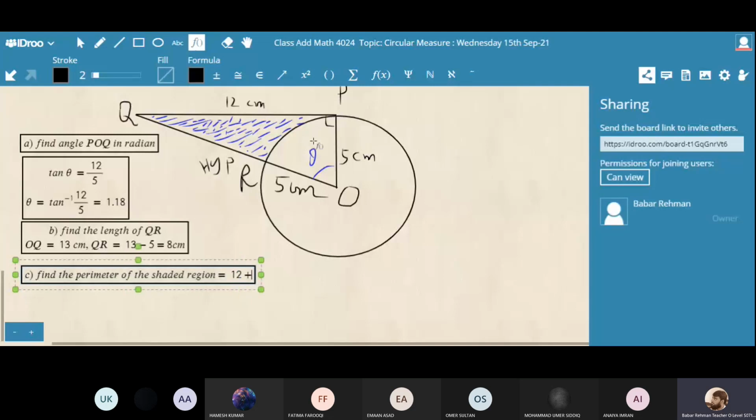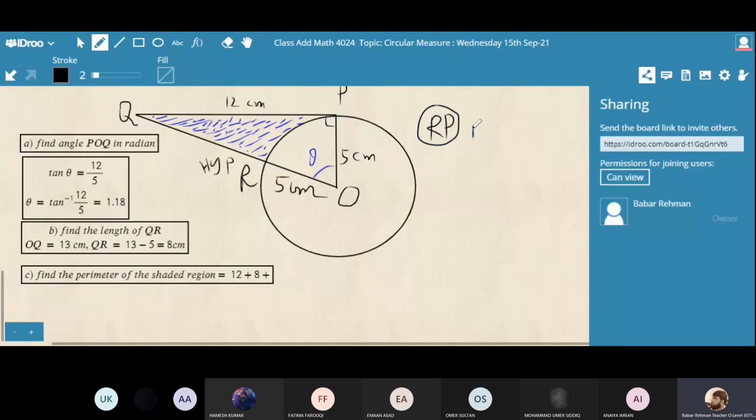Okay, now you people have found QR. What is QR? Only QR length is touching with the area of shaded region. So what is QR? Eight. You have just found 8 plus. What is this? What is the thing left? Can anybody tell me? What is being touching this RP? What is RP? Arc length. Very good. RP is arc length. So find arc length. And then add here.